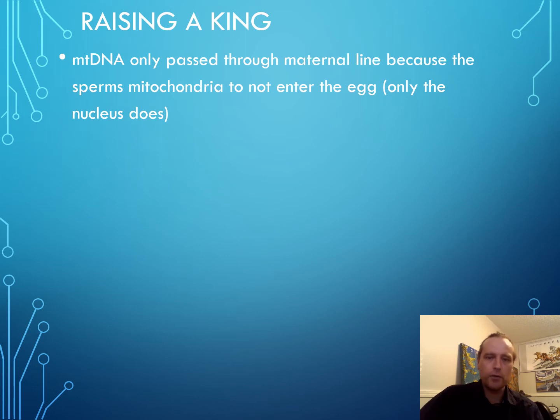Lastly, mitochondrial DNA is only passed through the maternal line, so from the mom only. Typically, we think of our DNA as half from mom, half from dad, which is true, with the exception of mitochondrial DNA, because the sperm's mitochondria do not enter the egg. The sperm gets to the egg and only inserts its nucleus into the egg cell. So no other organelles are inserted, including the mitochondria.